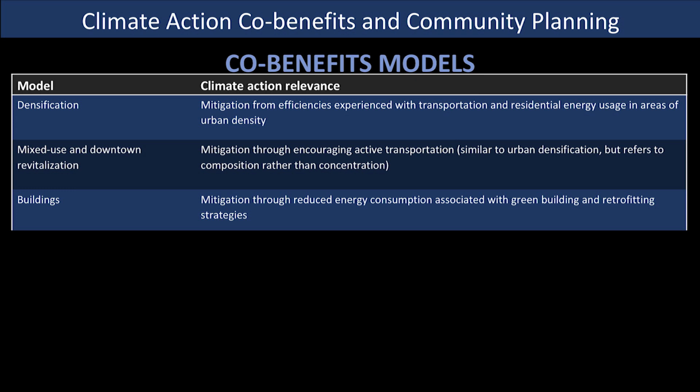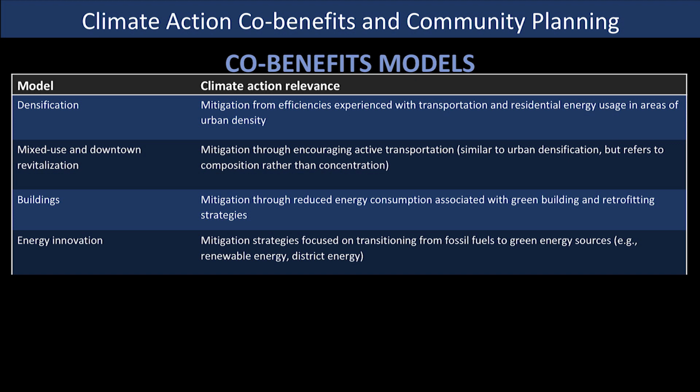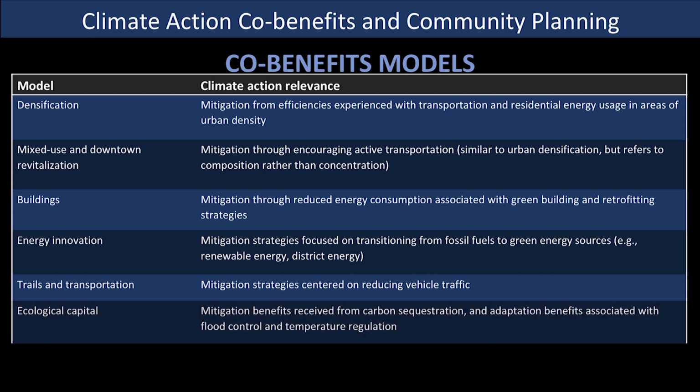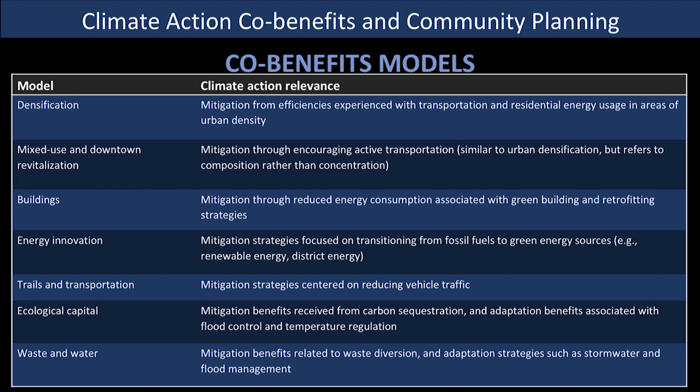Green buildings, so that was mitigation around energy efficient and green building practices. We had one around energy innovation, so this is renewable energy and district energy. Trails and transportation, so this is around active transport and alternative transportation, public transportation. Ecological capital, so there are the benefits from carbon sequestration around fostering and maintaining green spaces, as well as those adaptation benefits such as flood control and microclimates, cooler areas as the greater climate warms. And then we had another model around waste and water. So that's mitigation benefits from waste diversion and adaptation strategies around stormwater and flood management.